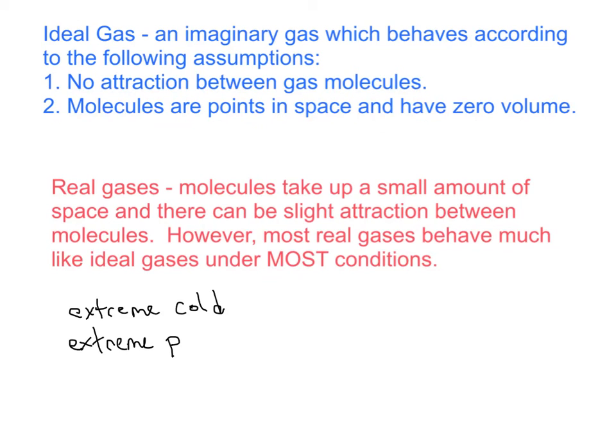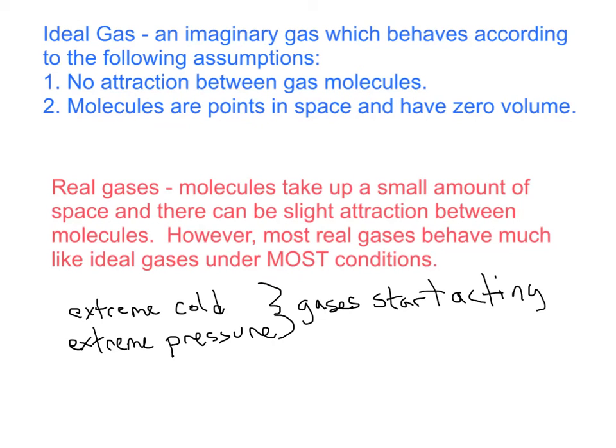Or if you have extremely high pressure, if you compress these particles so much that they start hitting each other very rapidly, you will turn it into a liquid. So that's why these gases will stop behaving ideally if you have an extremely high pressure or an extremely low temperature. So that's just something you have to keep in mind. Most gases act ideally under standard conditions, but when you start getting them at high pressures or very cold, they turn into liquids or solids.